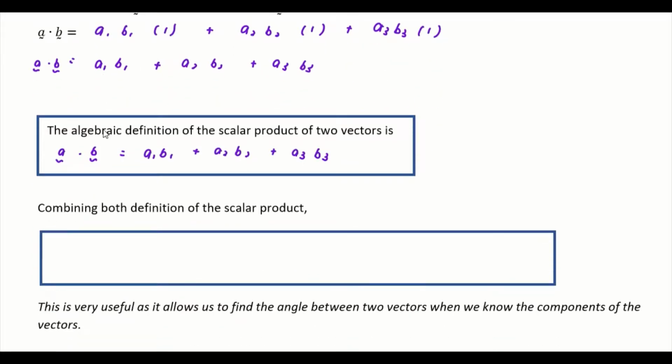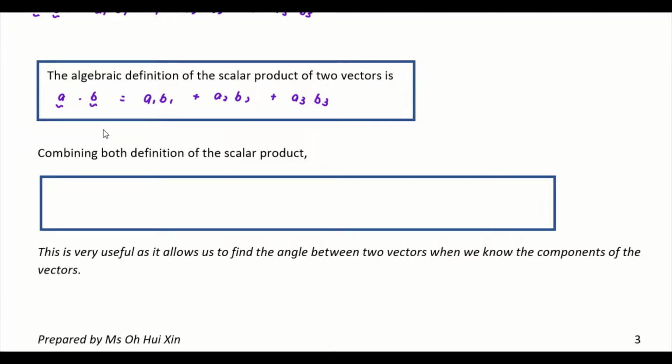Okay, so when we combine both definitions that we learned for the scalar product, what do we get? We get that a dot b, the scalar product for the vectors a and b, is equal to modulus a multiply modulus b cos theta, equal to a1 times b1 plus a2 times b2 plus a3 times b3. This is a very useful formula, as it will help us find the angle between the two vectors if we know the components of the vectors. If you are given the components, you can find this part, and then you can also find the magnitudes. By substituting this, you will be able to solve for the angle between the two vectors.